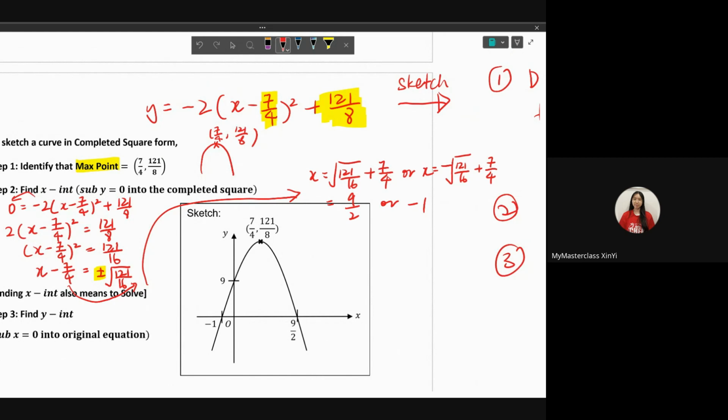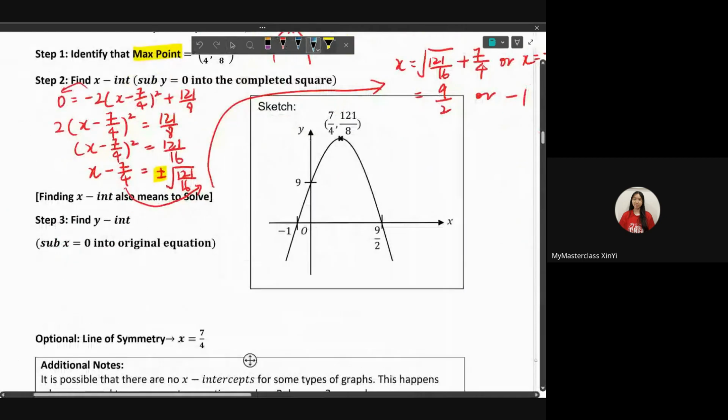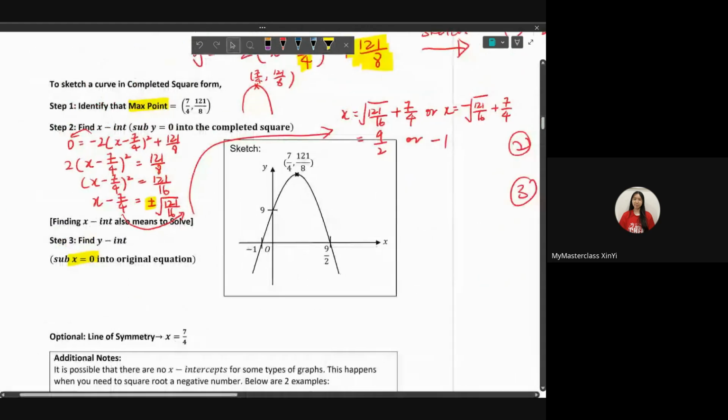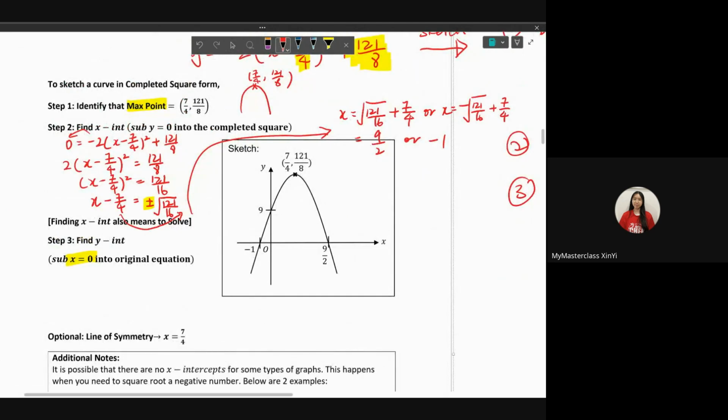This is your x-intercept. So you also have to find the y-intercept, which is when your x equals 0. Here you can simply substitute into the original equation, or you can substitute into the completed square form. Let's just substitute into the completed square form.